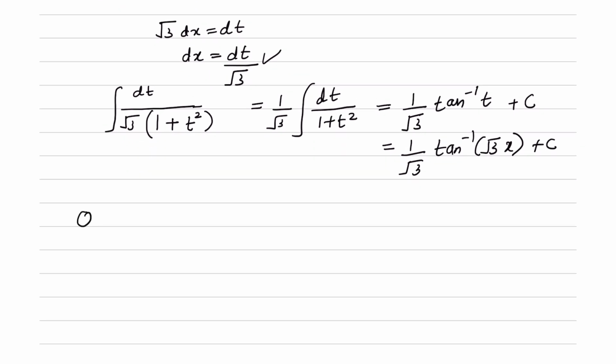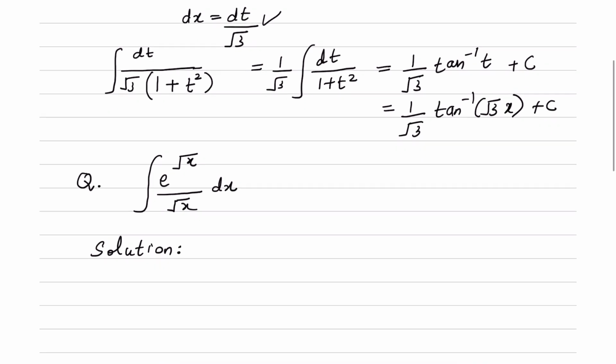Let's solve another question. We have to find the integral of e power square root x divided by square root x dx. Again, we are trying to solve this question by substitution. Here we have to substitute. So we are going to substitute this square root x equal to t.